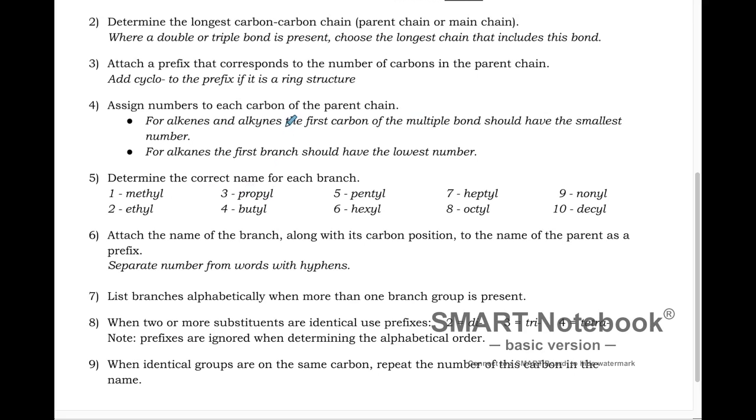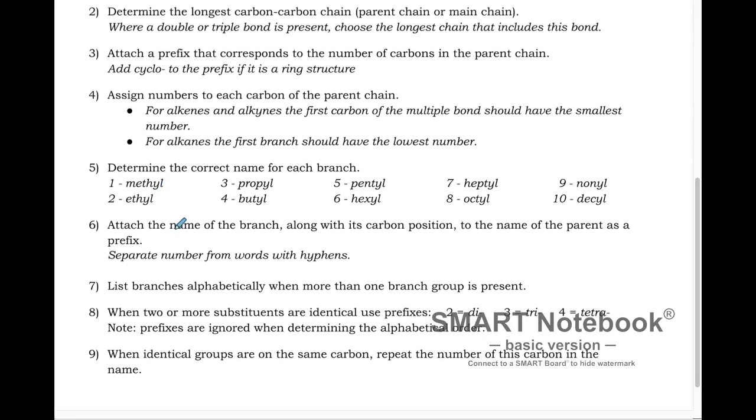Now, the main parent chain, which only consists of carbon, so carbon to carbon to carbon, doesn't necessarily have to be a horizontal linear chain. You could have a different combination as long as it's carbon to carbon. For alkanes, the first branch should have the lowest number. So if something is coming off of your main chain or parent chain, you want to order it such that you get to that functional group sooner.